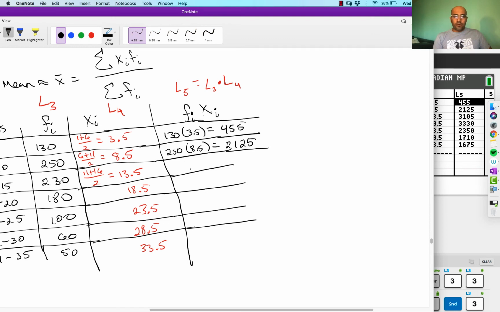All right, so the next one is going to be 3105, 3105. And the next one is 3330. And then the next one is going to be 2350. And then the next one is going to be 1710. And finally, the last one is 1675.